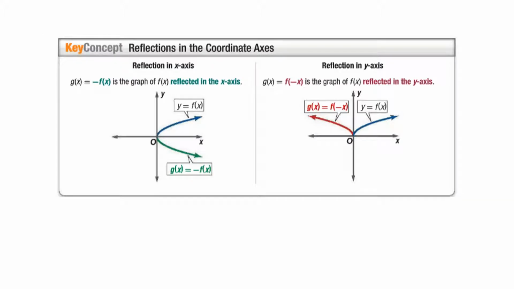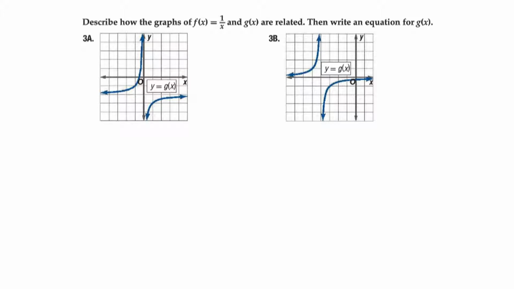All right, so reflection across the x-axis is this negative 1 in front of the function. If it's in front of the function, it's just going to flip it across the x-axis. If it's inside the function, okay, then it flips it across the y-axis. So let's look at how this is related.